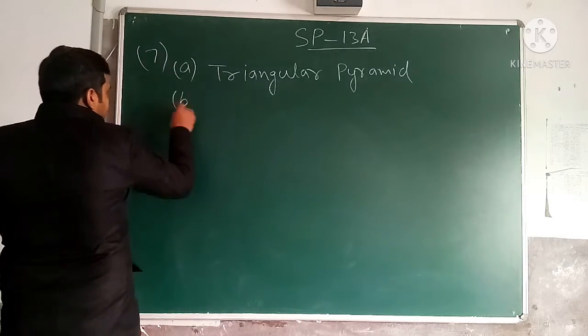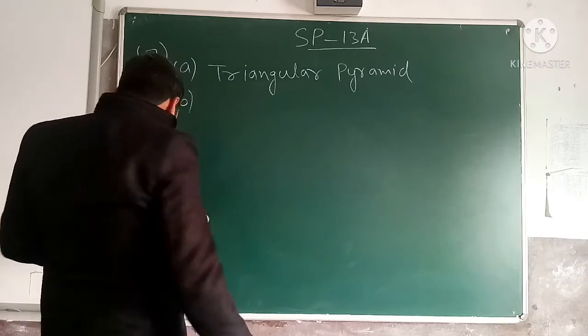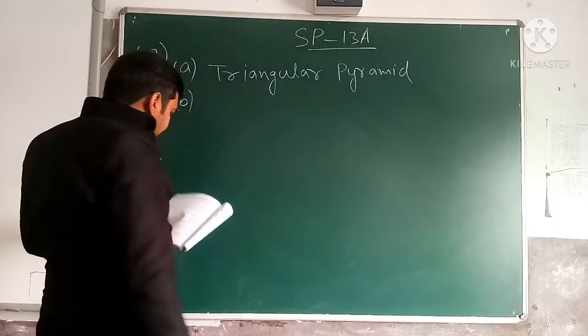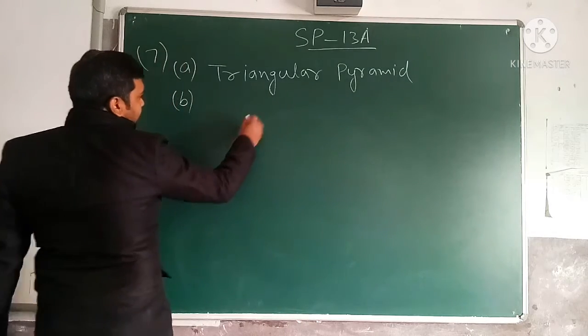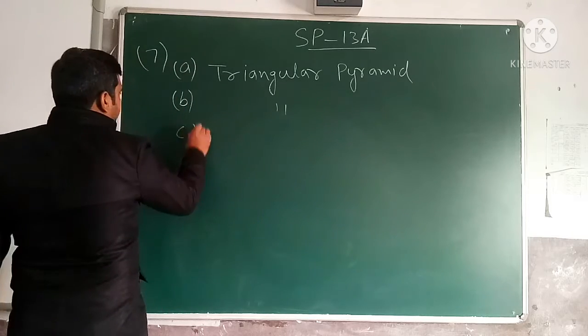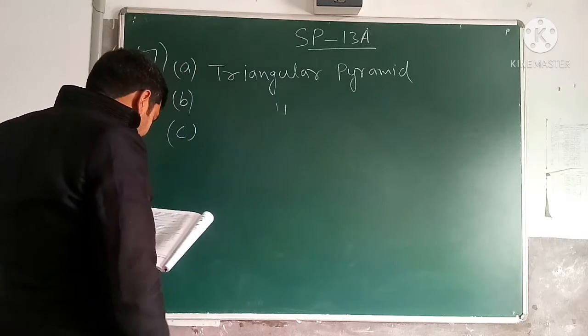B. Name a solid that has 4 vertices. So 4 vertices, also the same triangular pyramid. The same triangular pyramid has 4 vertices.